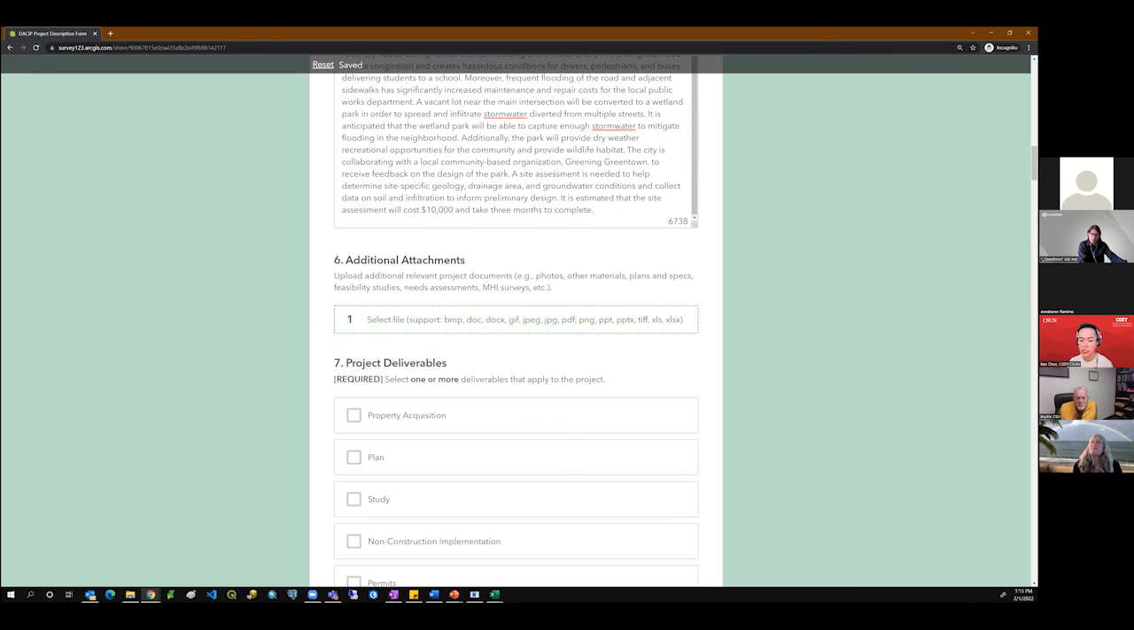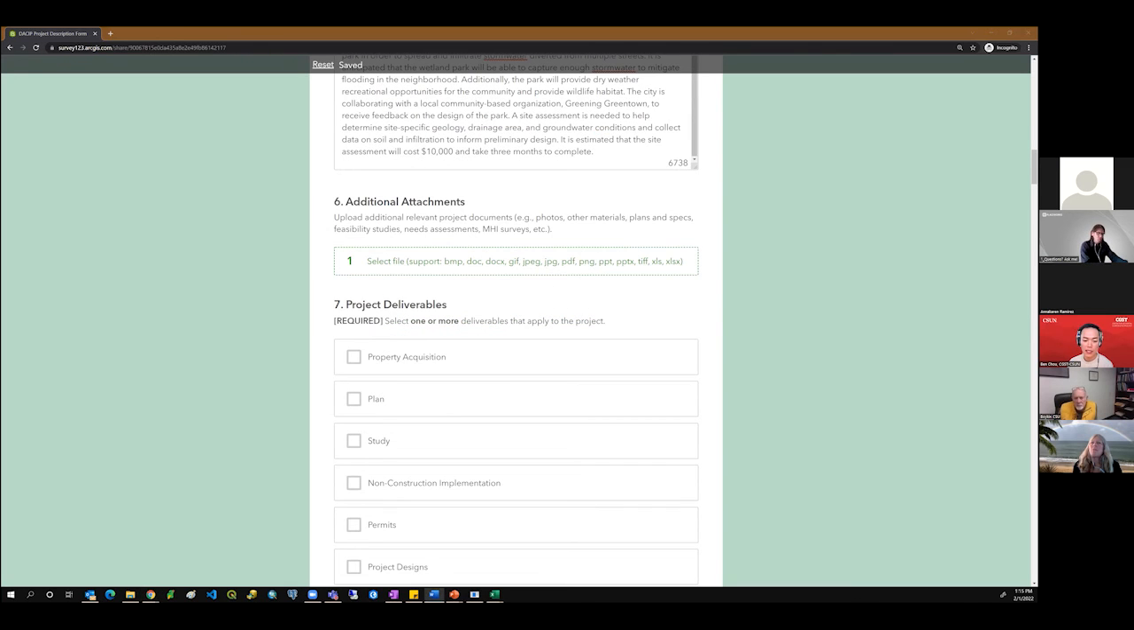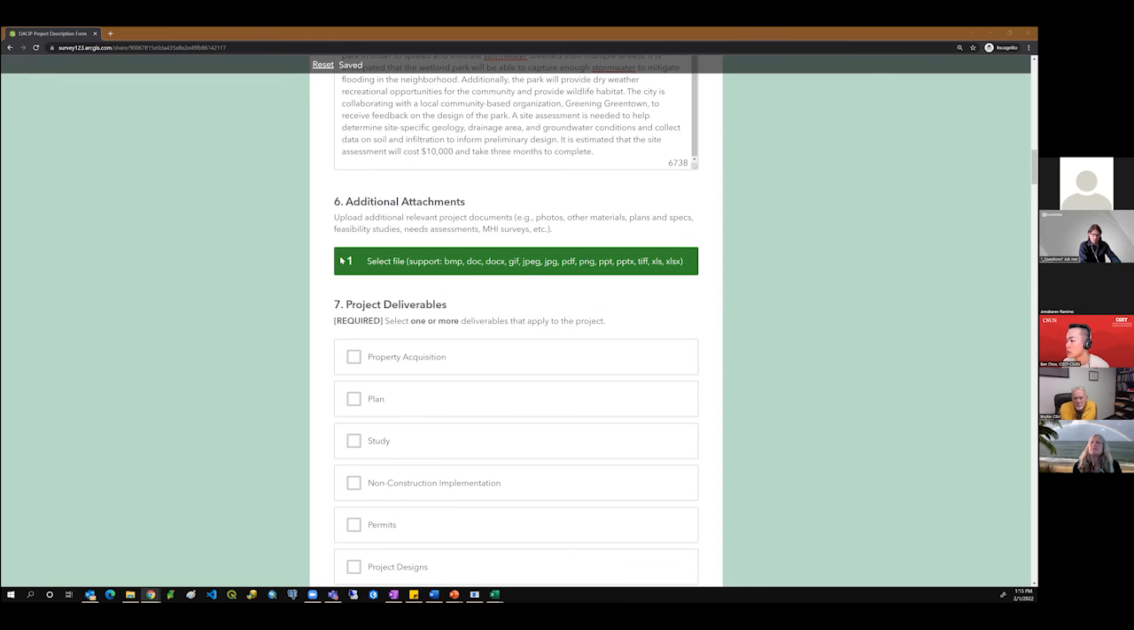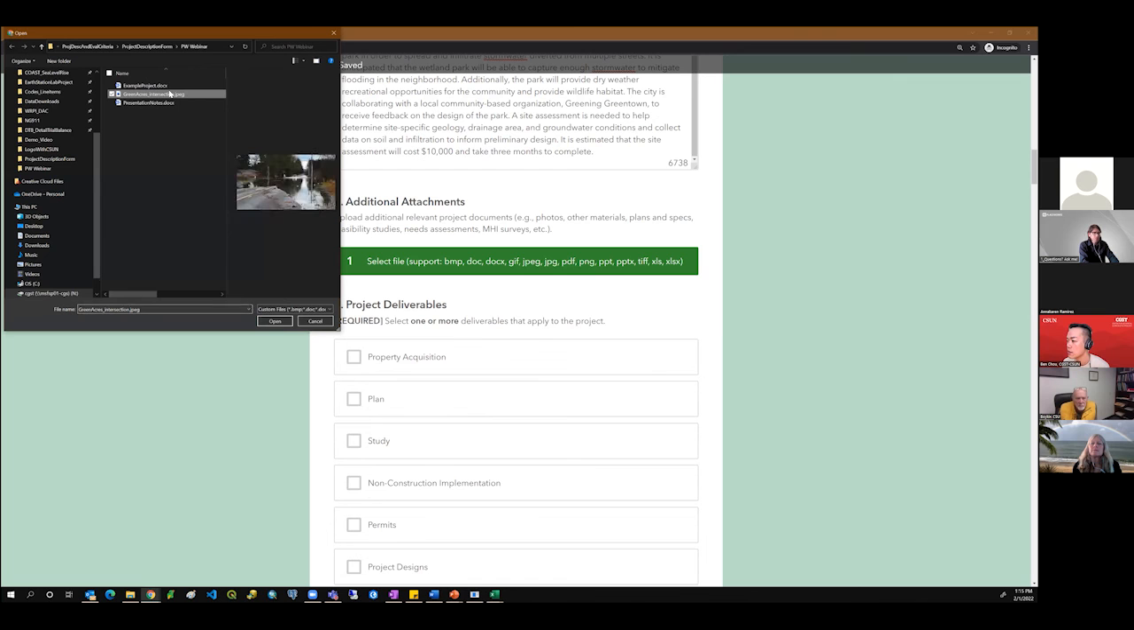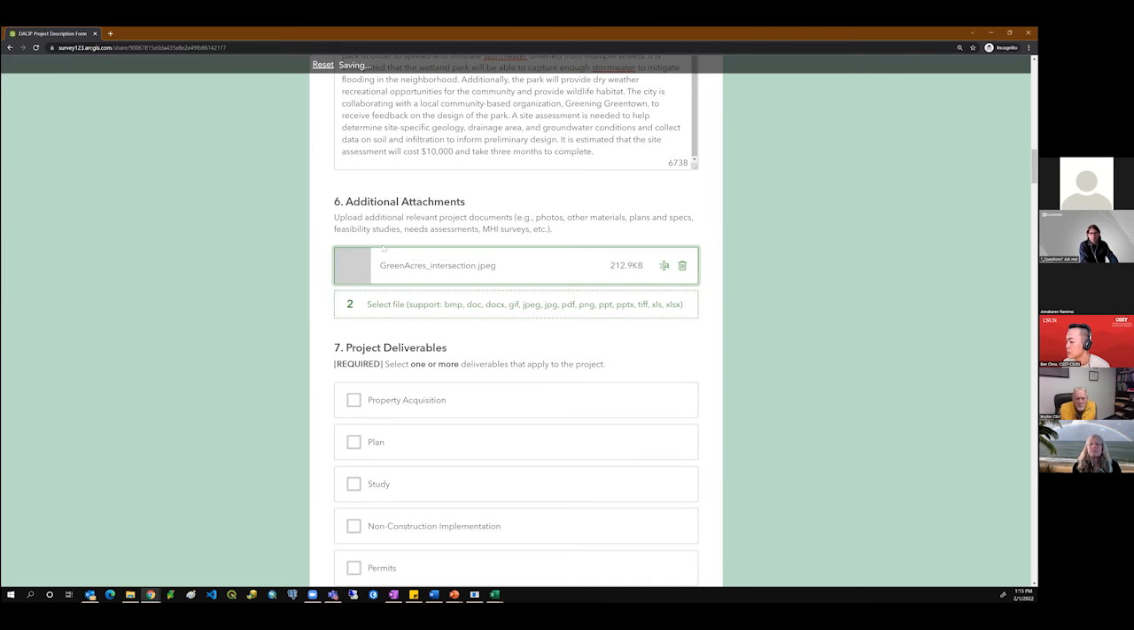The next question is asking if you have any additional attachments, so any files of relevant project documents such as photos, other materials, plans and specs, feasibility studies, or needs assessments. For example, we are just going to include a photo of the flooded intersection. And we attached it there.